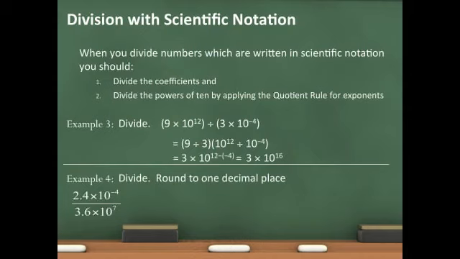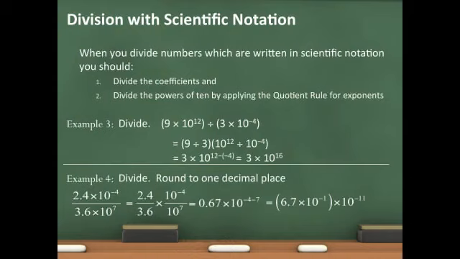In example 4, divide 2.4 times 10 to the negative 4th power by 3.6 times 10 raised to the 7th, and round the answer to 1 decimal place. Divide the coefficients. 2.4 divided by 3.6 is 0.6666, with the 6 repeating. Divide the powers of 10 by subtracting exponents. 10 raised to the negative 4th power divided by 10 raised to the 7th is 10 raised to the negative 4 minus 7, or 10 raised to the negative 11th power.